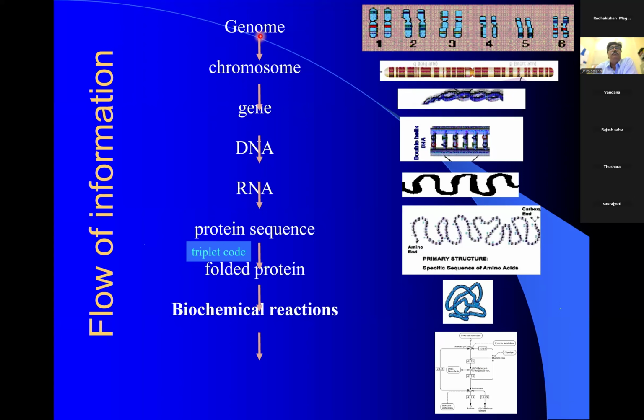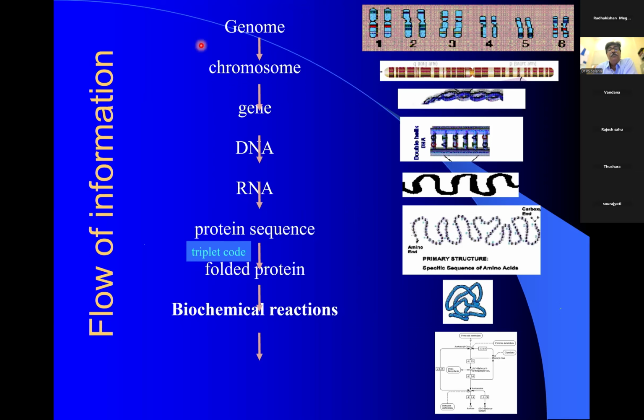So the genome can be categorized into chromosomes. Chromosomes contain genes. Genes develop DNA. DNA makes RNA. RNA makes protein sequence. And this protein sequence is linear, only linear. This linear chain folds into a three-dimensional structure, a folded protein. And this is the final structure which is responsible for the biological function. Like if it is an enzyme, it can catalyze a reaction, or if it is any phenotypic character, you can see the character when it is mature.